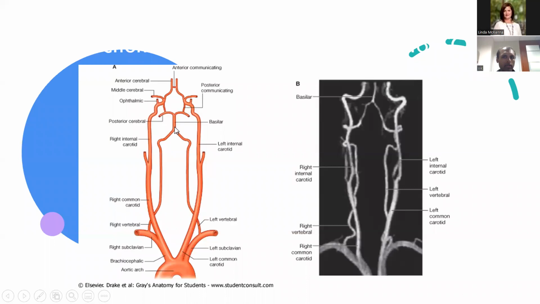And then the internal carotid arteries will then, the common carotid arteries will divide into an external branch and internal branch. External supplying primarily the neck and the face, and the internal, of course, going on into the intracranial circulation and providing the anterior circulation of the circle of Willis, which we're going to get to next.